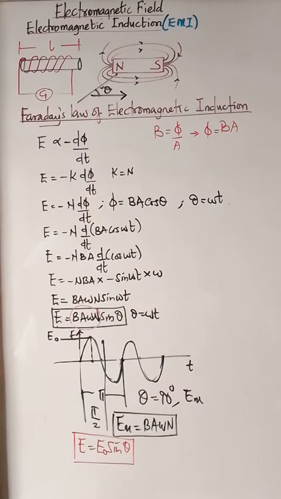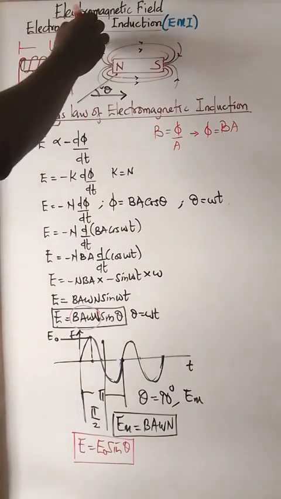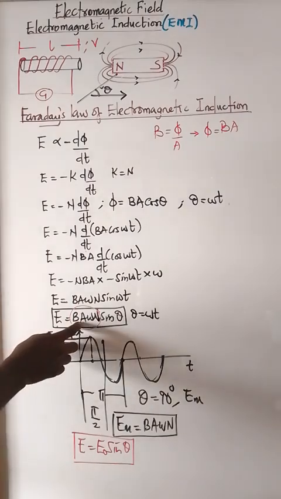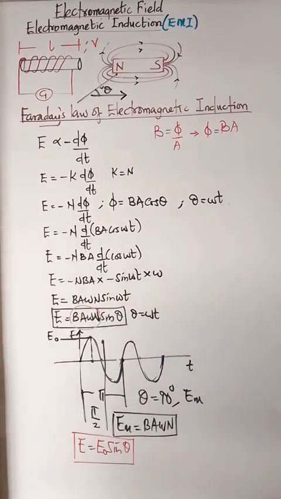The length of the conductor L and velocity V. So instead of using area and angular velocity, we can use length and what? Velocity, linear velocity. Let's do that.